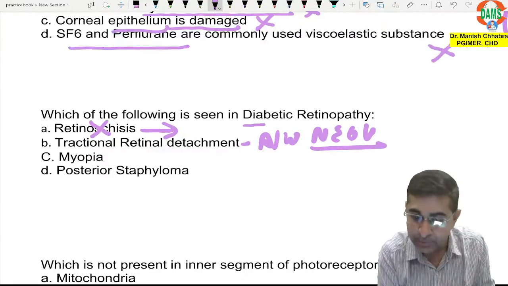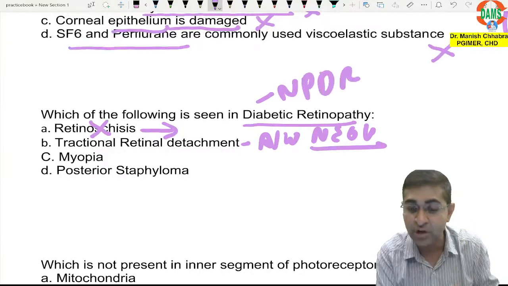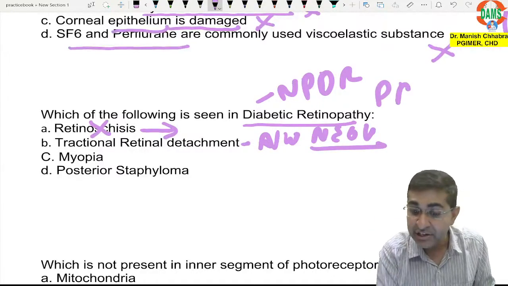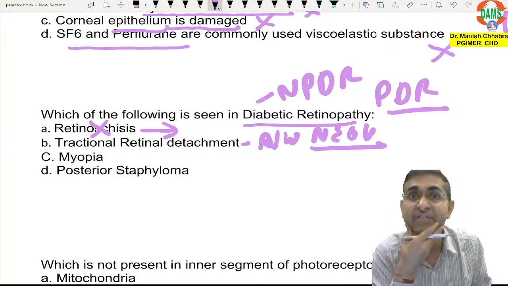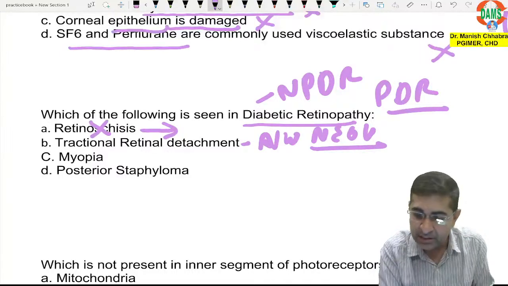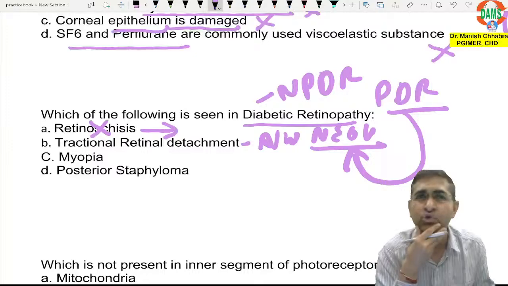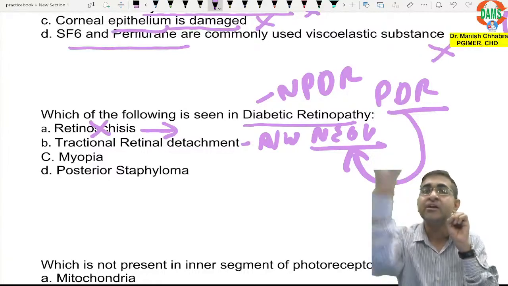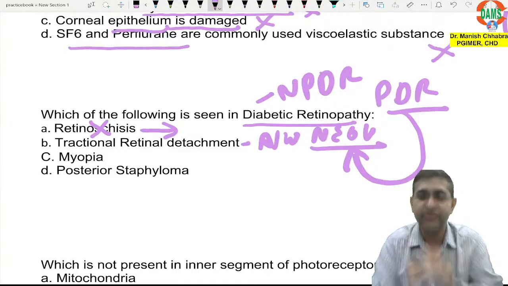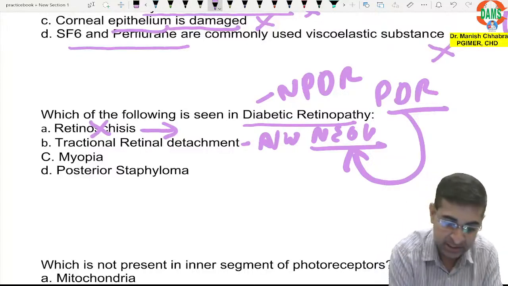And you know, in diabetic retinopathy, the early stage is NPDR, which is non-proliferative diabetic retinopathy. The late stage is PDR, which is proliferative diabetic retinopathy. And why is it known as proliferative diabetic retinopathy? Because there is formation of new vessels. Why is there formation of new vessels? Due to secretion of VEGF. Yes, vascular endothelial growth factor. So this is the right answer.